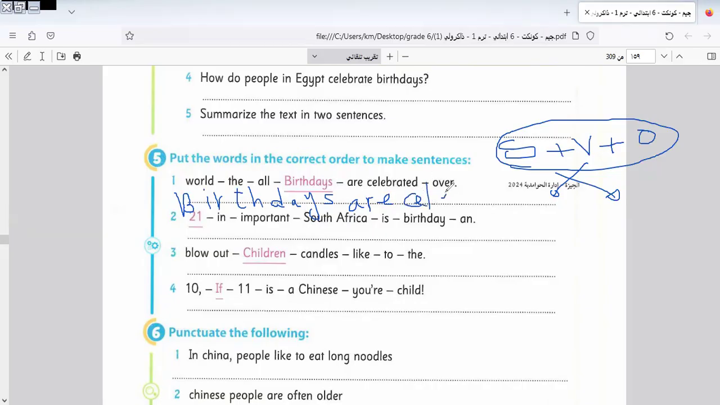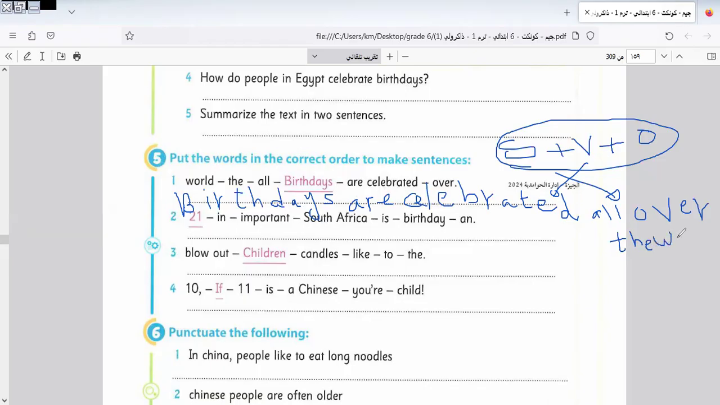When we write this sentence, when we write the rule, we can do this question the correct way, okay? Here is: birthdays are celebrated all over the world. All over the world.